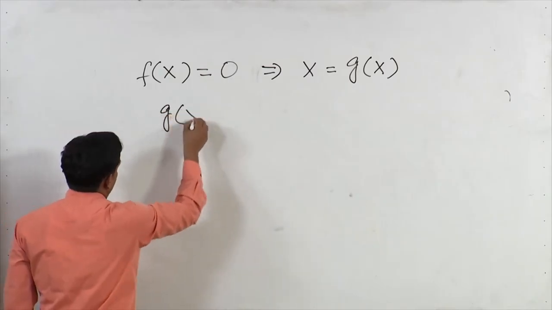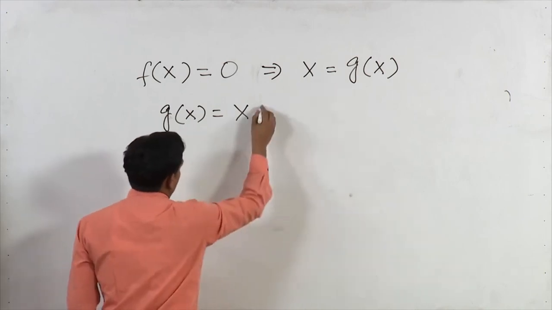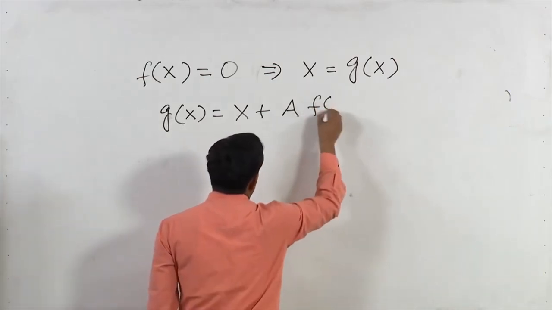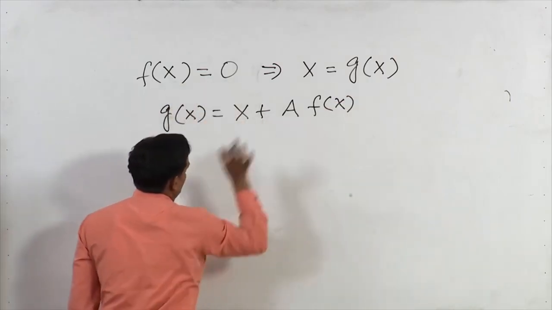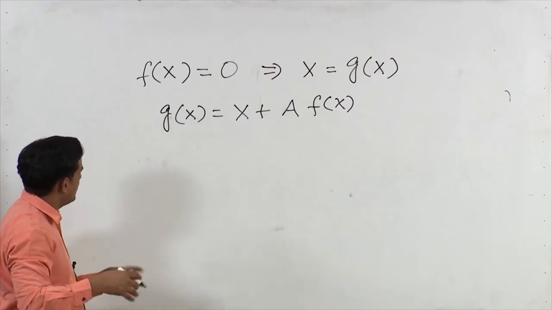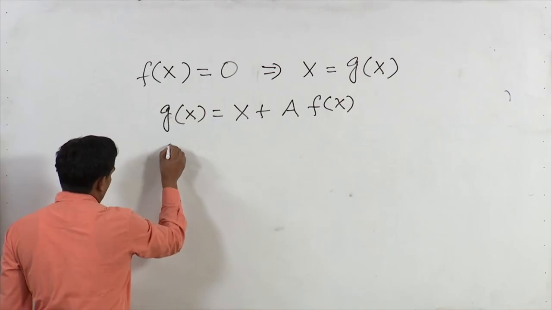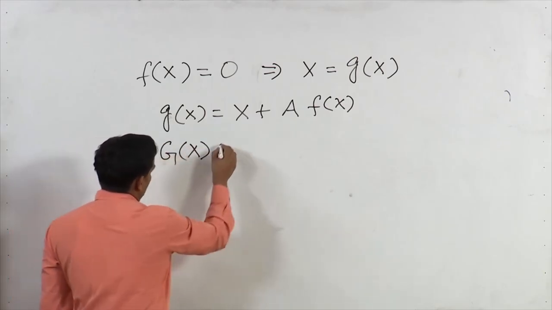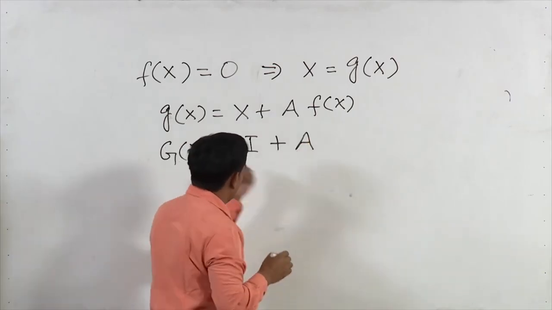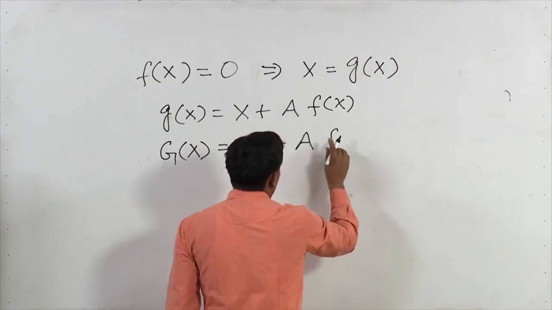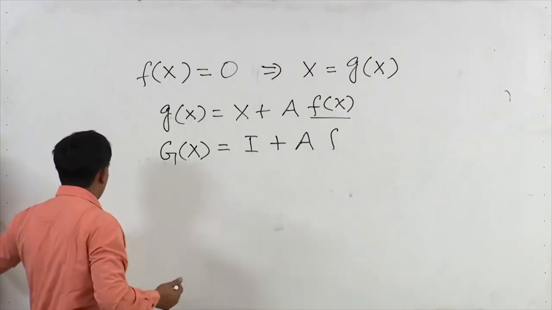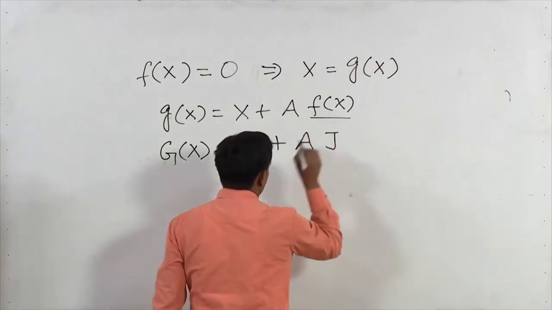So, let me write this g of x as x, that is the same equation, plus a constant matrix A, which is a square matrix of order n, times f of x. Since f of x equals 0, this term is 0 basically. Now, if I differentiate it partially with respect to x1, x2, xn, I get a matrix capital G of x. This will come out as an identity matrix I plus A, which is a constant matrix so it remains as it is, times the differentiation of f with respect to x1, x2, xn. So, this, as you know, will become the Jacobian matrix.